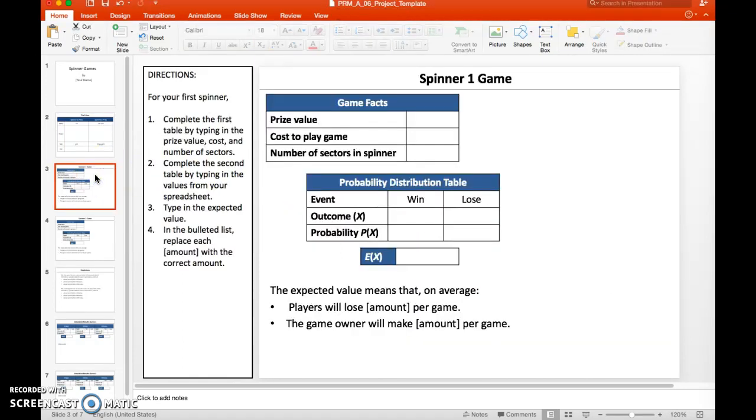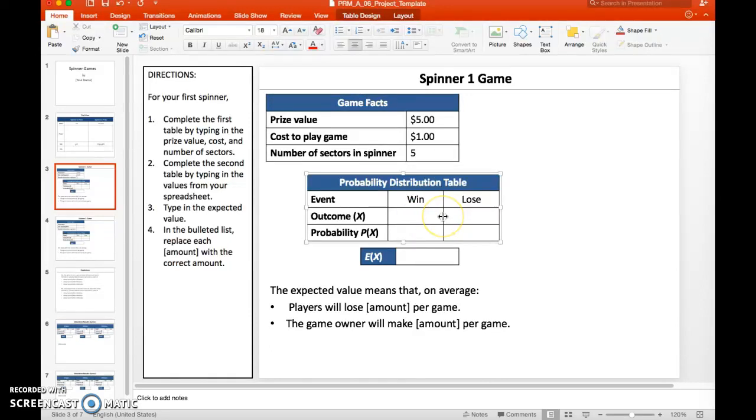All right, so your spinner game. Let's say my stuffed animal or whatever was, let's say, $5. I'm going to say to play, let's say just $1. 20%, why not? Number of sectors in your spinner: this has to be between 2 and 12. It's the highest you can go. With 2, obviously your probability would be 50-50. I'm going to say 5.